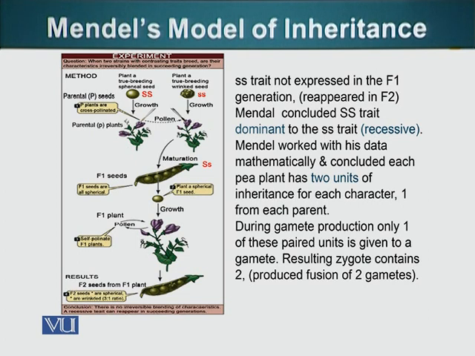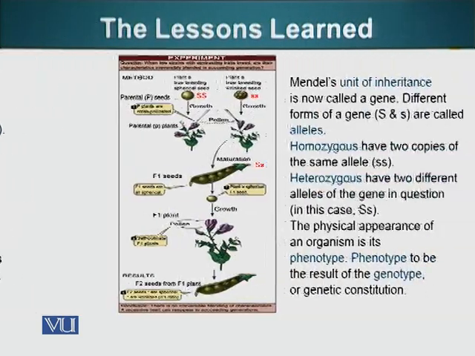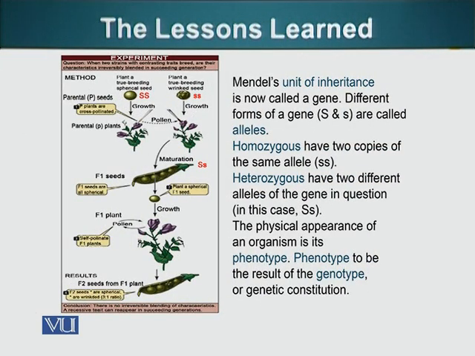When we cross them, as we have said that 1 unit comes from both parents, the resulting F1 plant would have capital S, small s. Since the capital S is dominant, all the seeds were spherical and none of them were wrinkled. Of course, today we know that the unit of inheritance, or the genetic particle, is basically a gene. Today, that's what we call them.